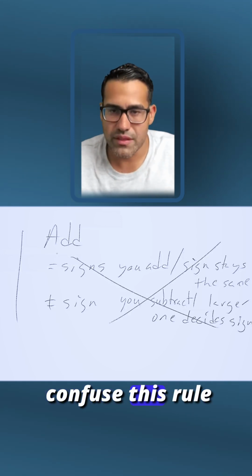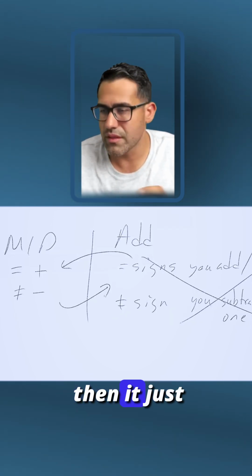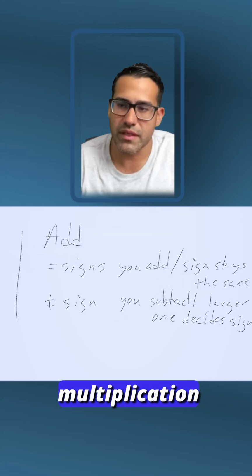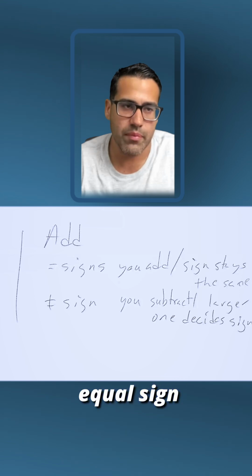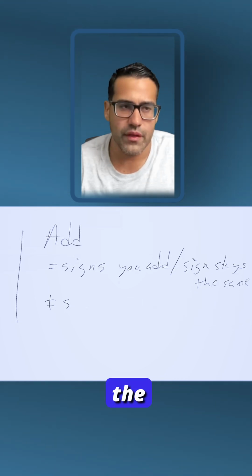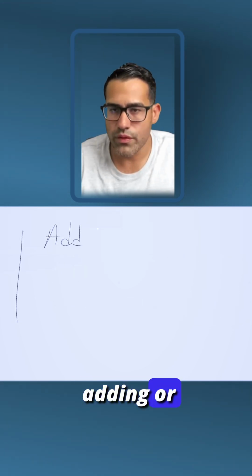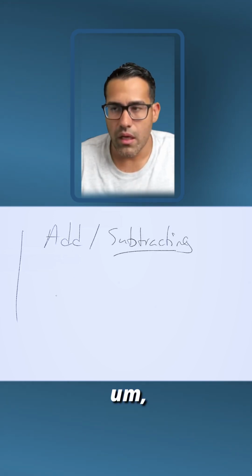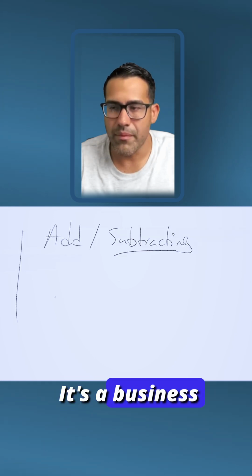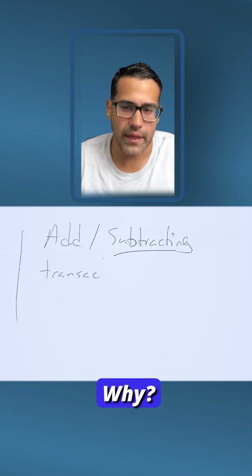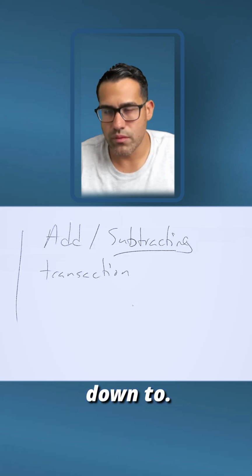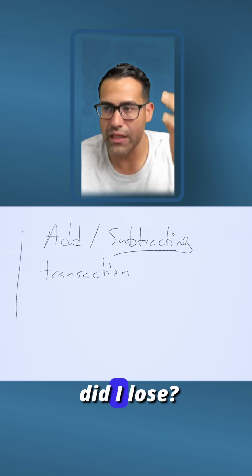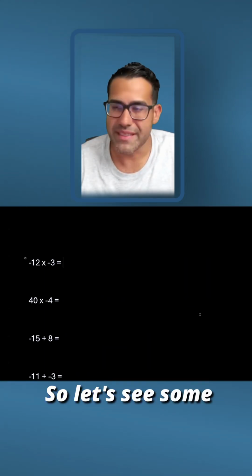Why? Because people confuse this rule with this rule and this rule with this rule, and then it just becomes chaos. I advocate for just learning the multiplication and division rule, equal sign positive, and then for the other rule, adding or subtracting. For adding or subtracting, we can just say it's a transaction. It's a business transaction. Why? Because that's what it boils down to. When you add or subtract, you're doing a transaction. You're going to ask yourself, did I win or did I lose? Okay, so let's see some examples.